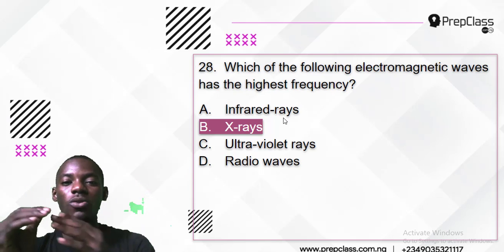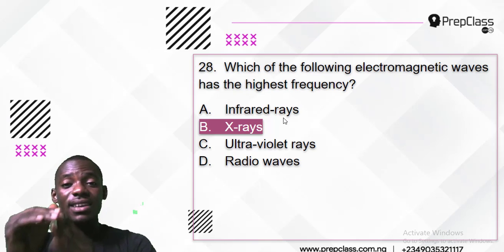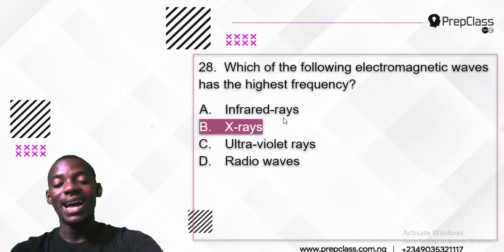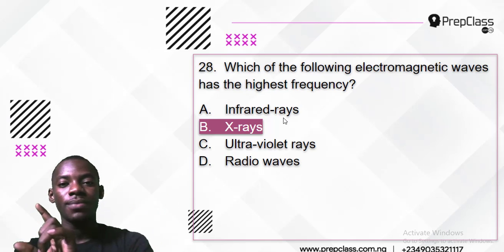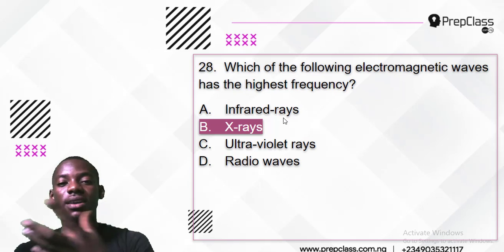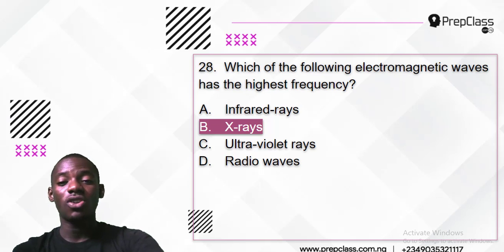But if it comes to frequency, it will start sloping down. So the next highest is X-ray, and that is the answer to that question. You must know that Revox G. It will help you to get the one with the higher frequency and the one with the higher wavelength, and that is the answer to number 28.